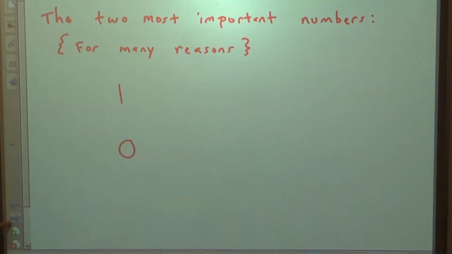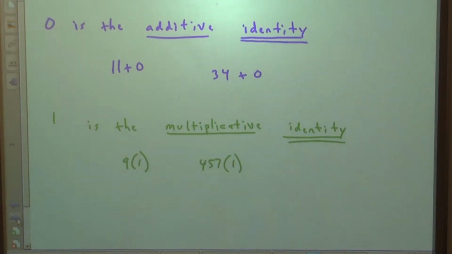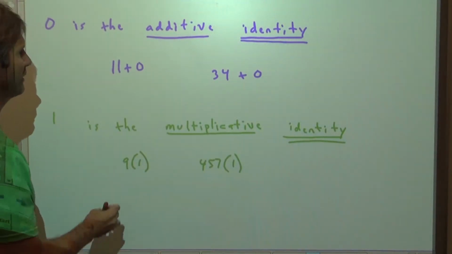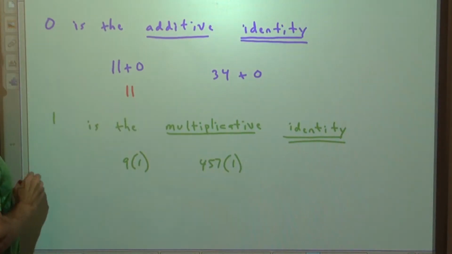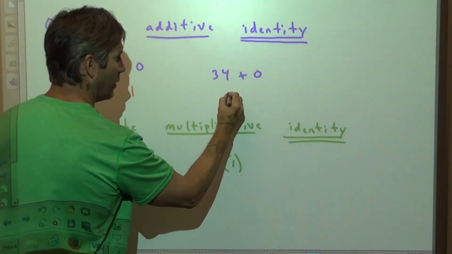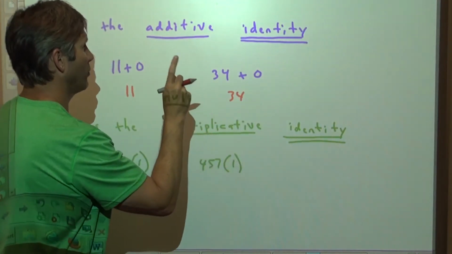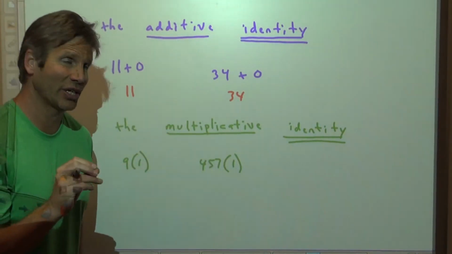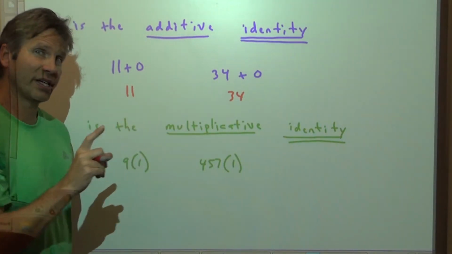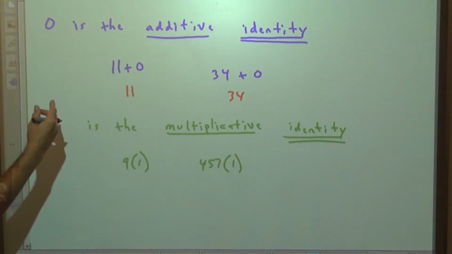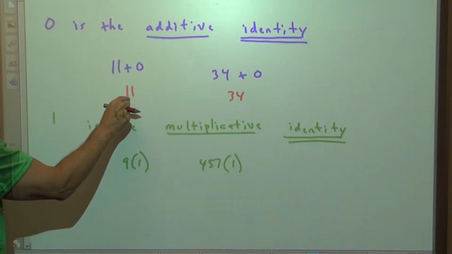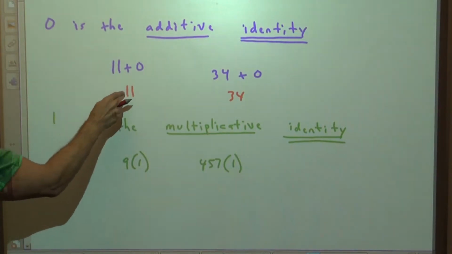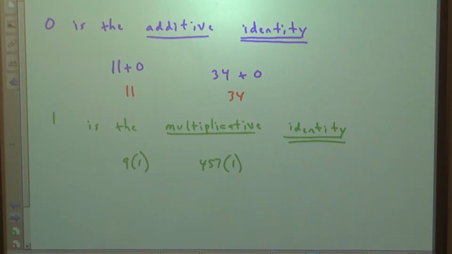And there's a lot of reasons, but let's look at two of the more important ones. 0 is the additive identity. If you add 0 to any number, you still get that number. If you add 0 to 34, you still get 34. So under the operation of addition, 0 is the identity. It identifies the number that you started with. 11 plus 0, you still get the 11 back. You still identify that 11 is your beginning number.